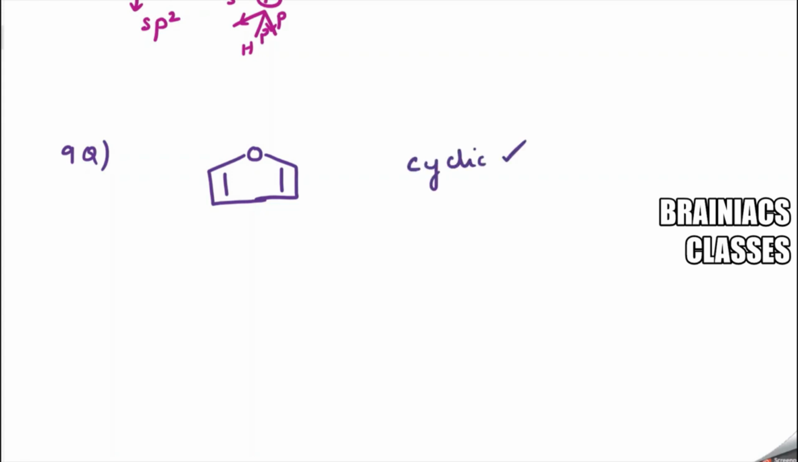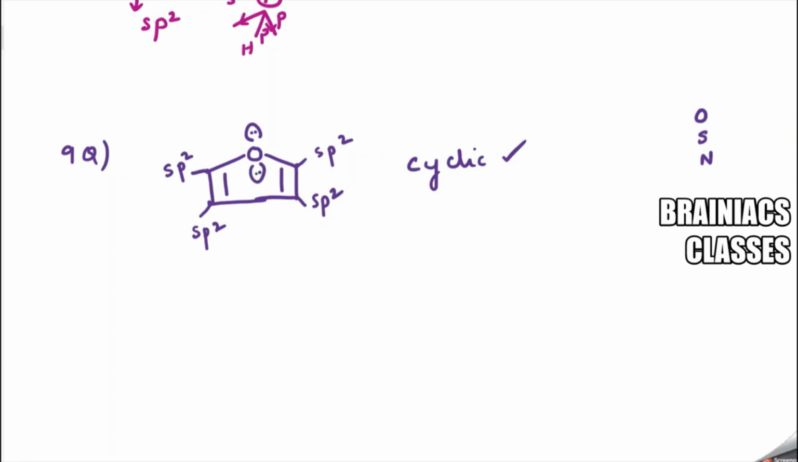Next condition is planarity. Okay. Check the carbon atom. This is sp2. Correct? You know it now. This is also sp2. This is also sp2. And what about this one? This will also be sp2. And here you have an oxygen atom. Please remember, whenever electronegative atoms like oxygen, sulfur, nitrogen are there, always consider the lone pairs. Oxygen has 2 lone pairs.